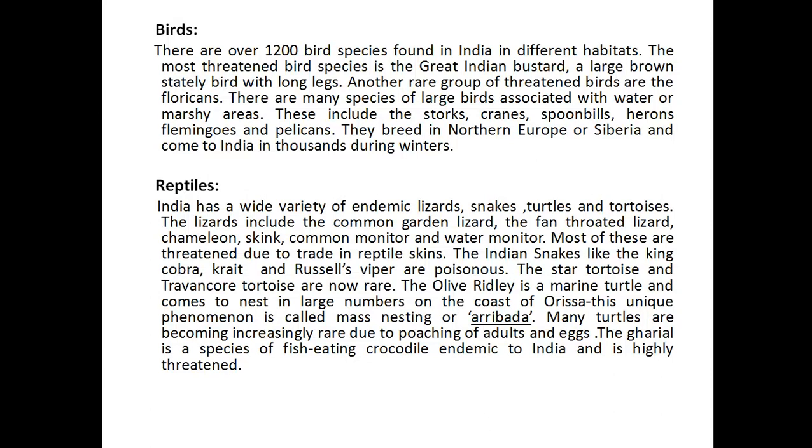All right, but now they are being disturbed by tourists also. So I would want you all to see this on the net. Many turtles are becoming increasingly rare due to poaching of the adult turtles as well as their eggs. Then the gharial is a species of fish-eating crocodile endemic to India, and it is also highly threatened.